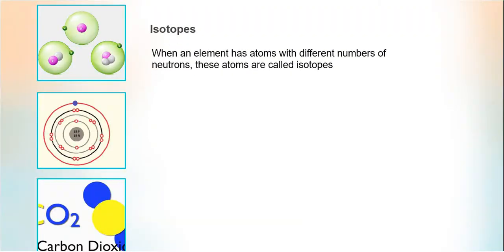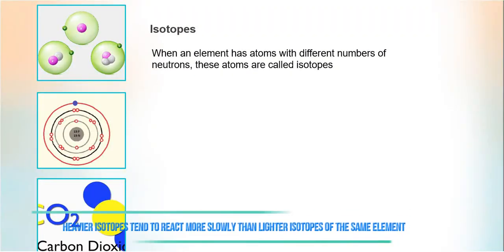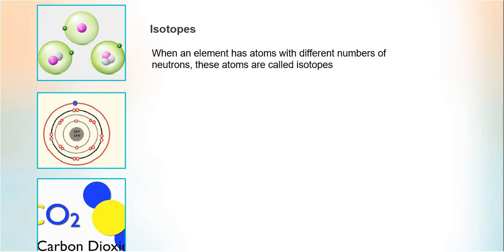Isotopes. When an element has atoms with different numbers of neutrons, these atoms are called isotopes. So to determine whether that atom is an isotope, ito yun, no? Titignan mo yung number of neutrons. Every atom has different number of neutrons, and that's why they are called isotopes.